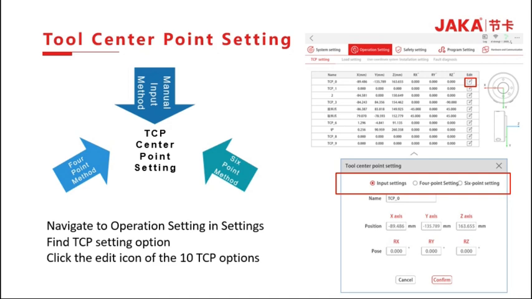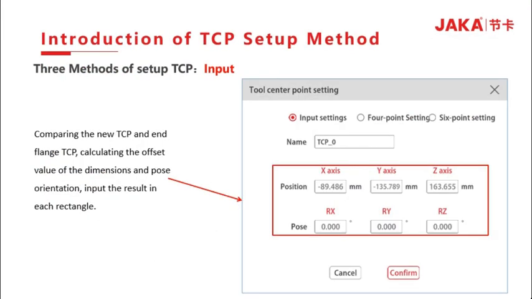If you want to set up a new TCP, there are basically 3 methods for that: 1. The manual input. 2. The 4-point settings. 3. The 6-point settings. During the next slides, we are going to see in detail these 3 methods. First of these 3 methods, input settings. Comparing the new TCP and the end flange TCP, calculate the offset value of the dimension and pose orientation. Then you can input the results in each of the white rectangles.